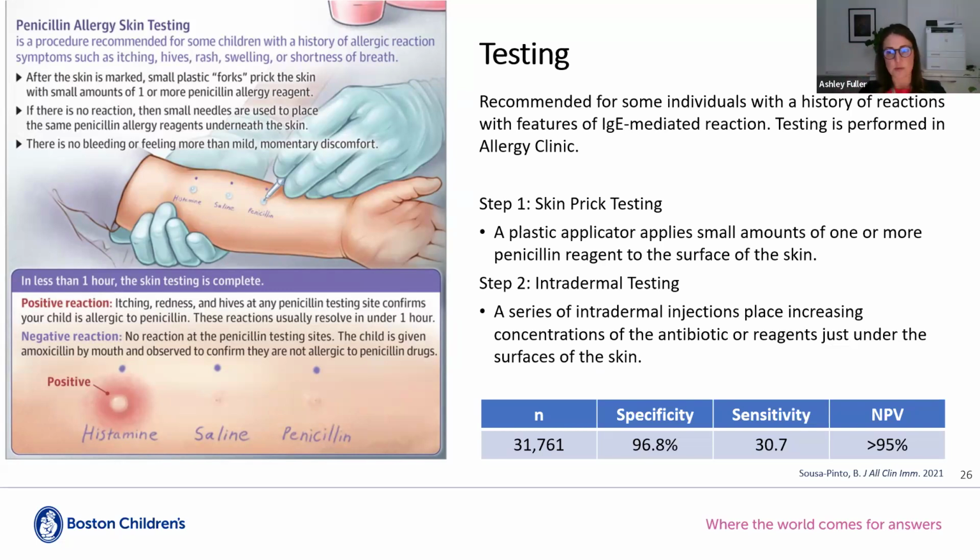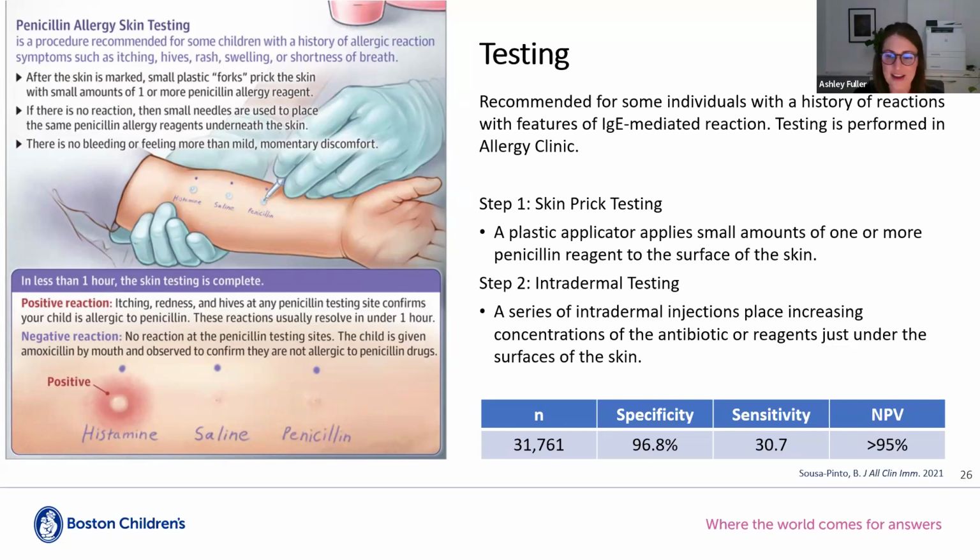And a positive test would be if the patient develops a hive where the medication is in direct contact with the skin. A negative test would be no skin reaction and would then be reason to proceed to the second step of testing, which is intradermal testing. For anyone who's ever had a TB test done in their forearm, this is similar: an intradermal, so just below the surface of the skin, injection, typically with increasing concentrations of the medication, to see again whether or not it elicits a positive reaction in the skin.